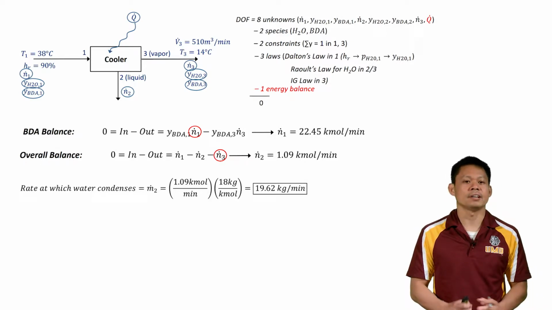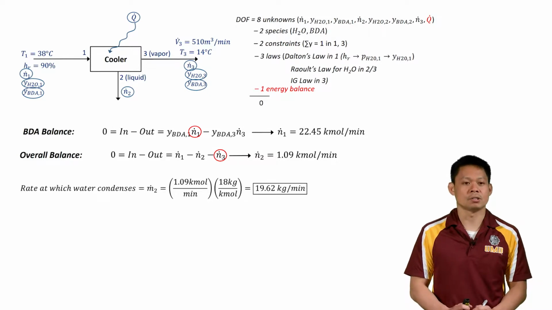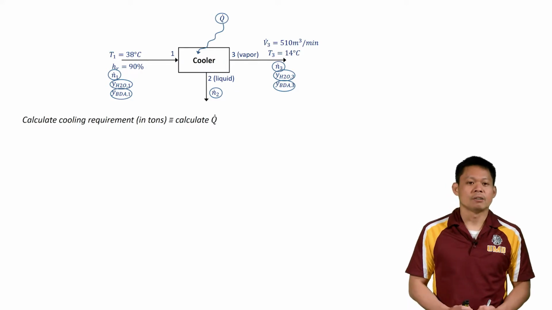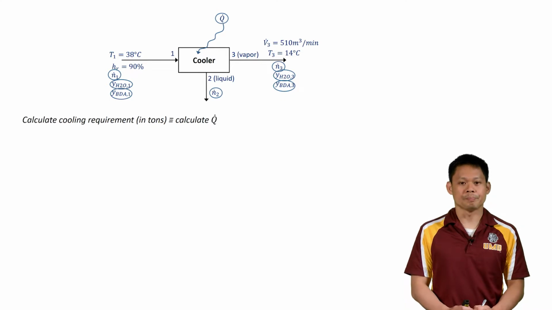So everything so far, take it as a review, because we have done the exact same thing in our previous examples, looking at ideal gas laws, Dalton's law, and Raoult's law. So now let's go on to what is new for this lecture or this video example, which is our energy balance that will allow us to find Q. In this part, we are asked to calculate the cooling requirements. Essentially, what we are asked to do is to find Q.